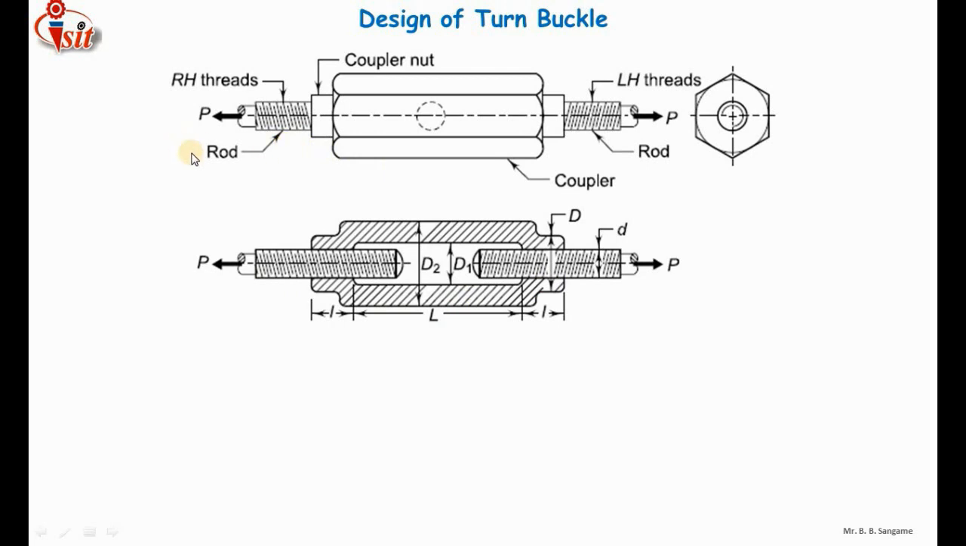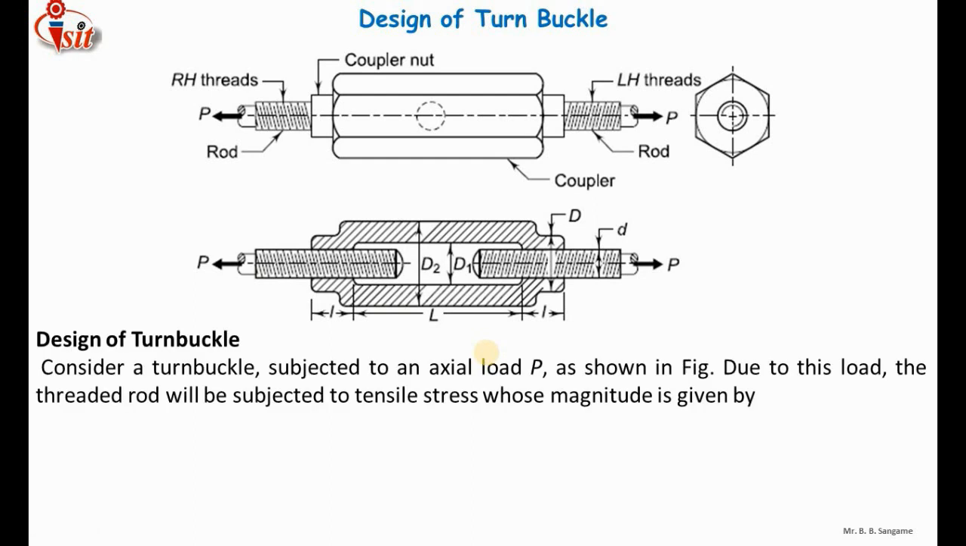At the left side you will find a rod with V type threads, right hand threads, and at the right you will find the rod with left-handed threads. Here capital D is the diameter of coupler nut, small d is the diameter of rod, that is the nominal diameter of threads. D1 is the internal diameter of coupler nut, and D2 is the outer diameter of coupler nut.